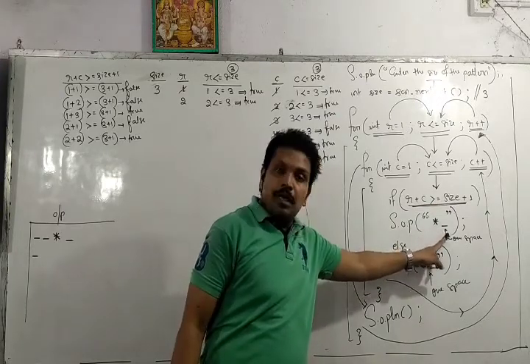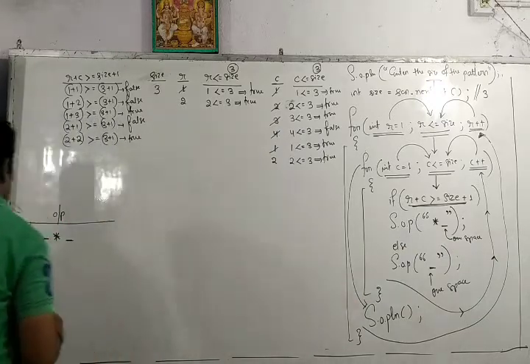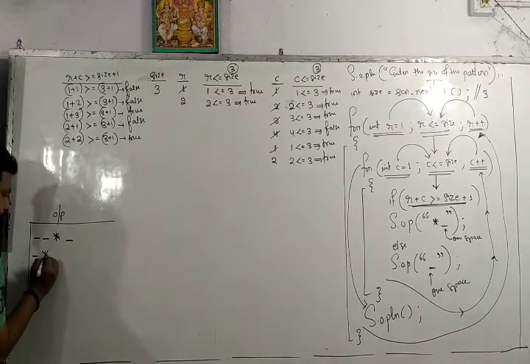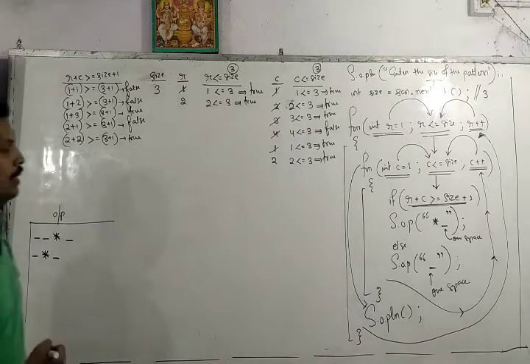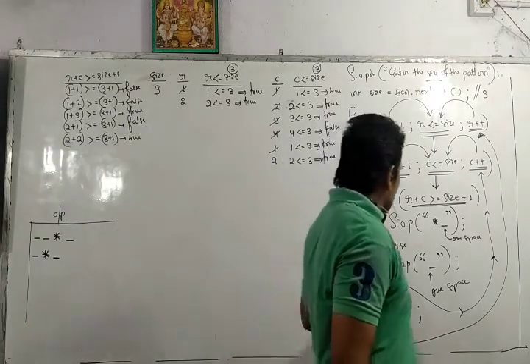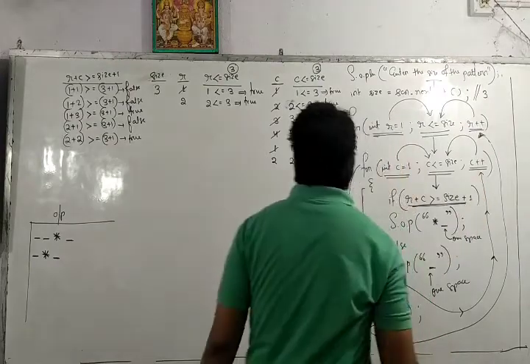Star will be printed along with one space. Okay? So here I will print one star and one space. Clear? Then the control will go to the updation expression of the inner for loop, C++.